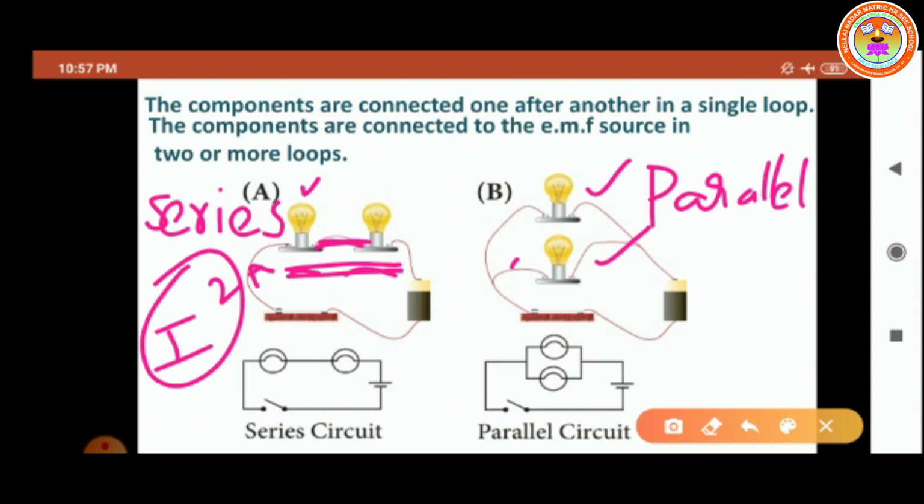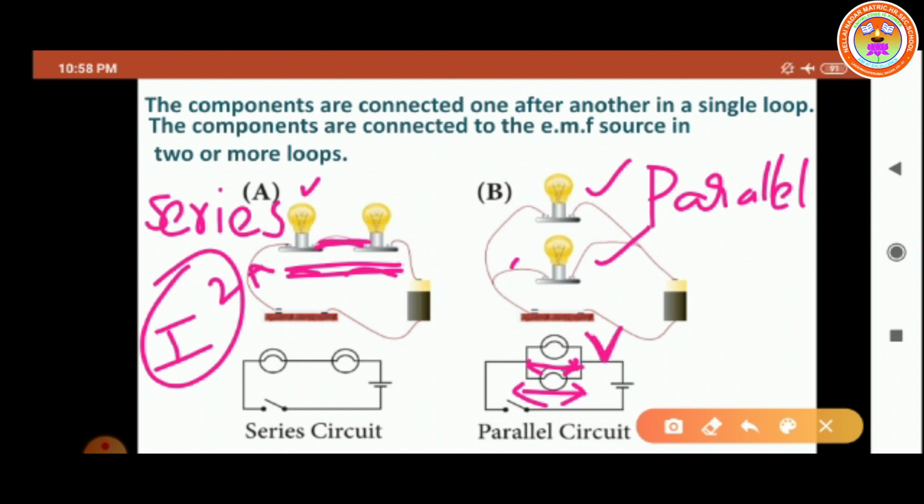Yes or no? So in a parallel circuit, the sum of the individual currents in each of the parallel branches is equal to the main current flowing into or out of the parallel branches. Also, in a parallel circuit, the potential difference across separate parallel branches is the same. Between the two ends we are able to measure the potential difference. The potential difference for the first bulb and the second bulb will be the same.